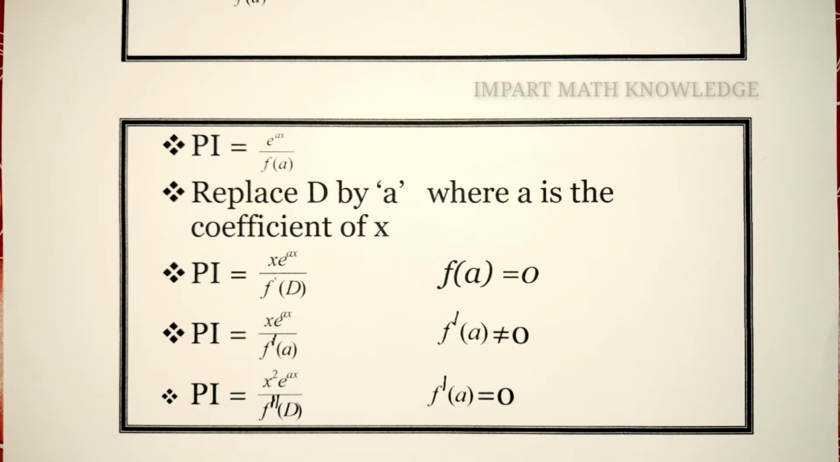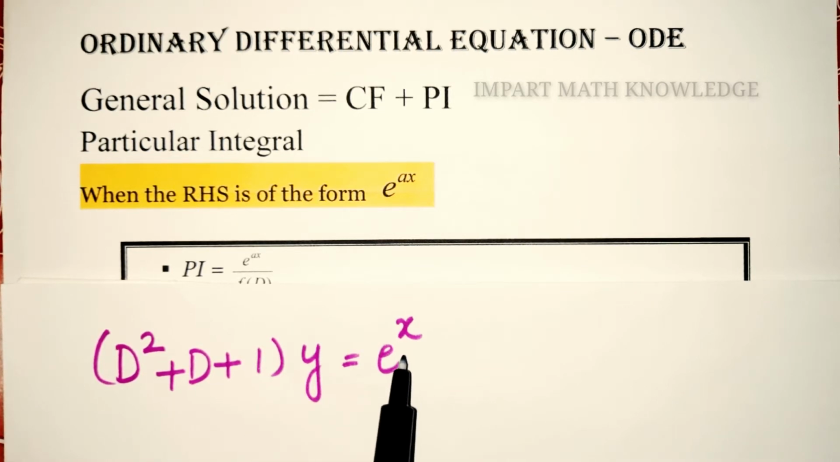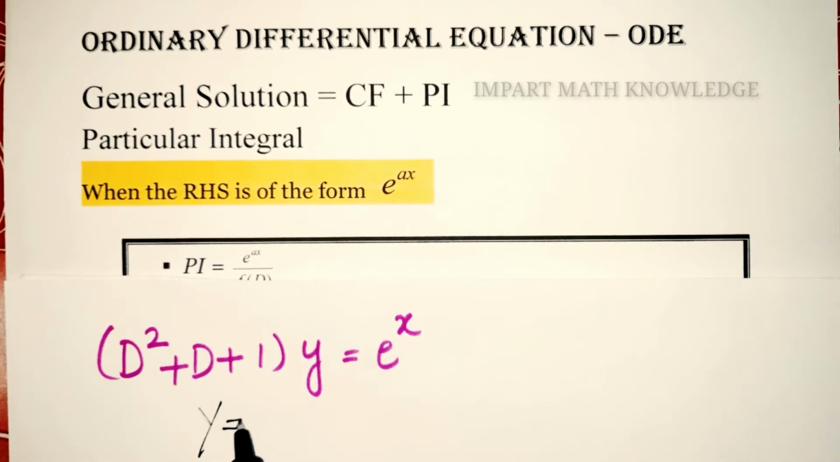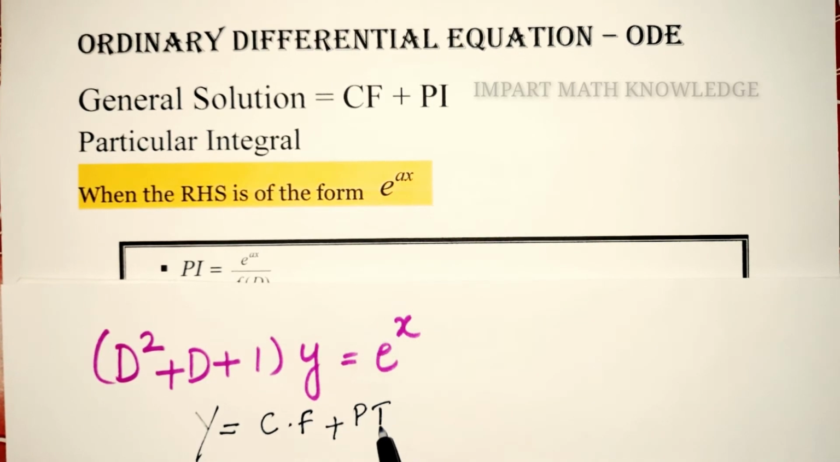In that case, the particular integral is x square by f double dash of D into e power ax, and then replace D by a. Repeat the procedure till you get the particular integral. At last, you have to write the general solution for the given problem. The problem is D square plus D plus 1 into y is equal to e power x. The general solution is y is equal to complementary function plus particular integral.